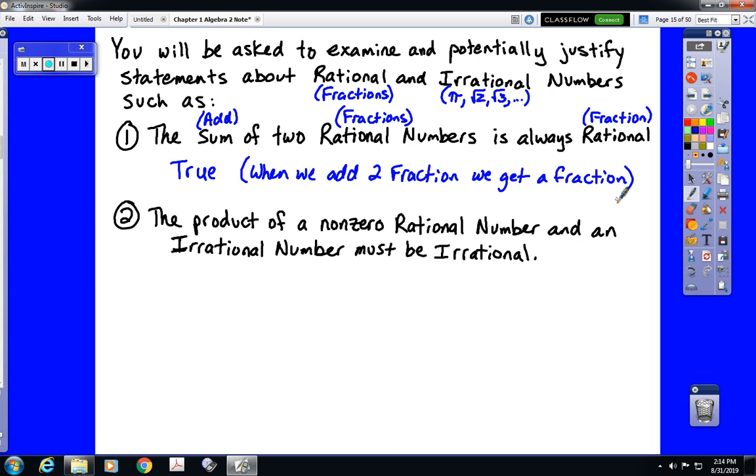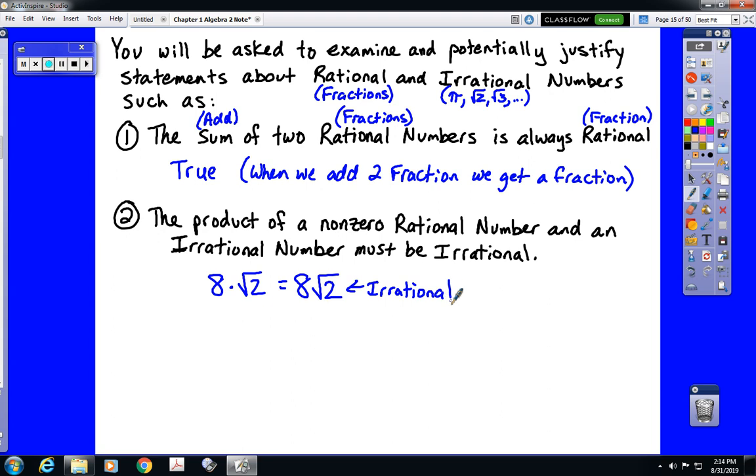Okay, the second statement here says the product of a non-zero rational number and an irrational number must be irrational. So let's look at a couple examples of that. If we have 8 times the square root of 2, that would be the product of a non-zero rational number, 8, and an irrational number, the square root of 2. Well, when we multiply those, we learned in Algebra 1, we can't really do that, so we write it as 8 root 2. Well, 8 root 2, that is irrational.